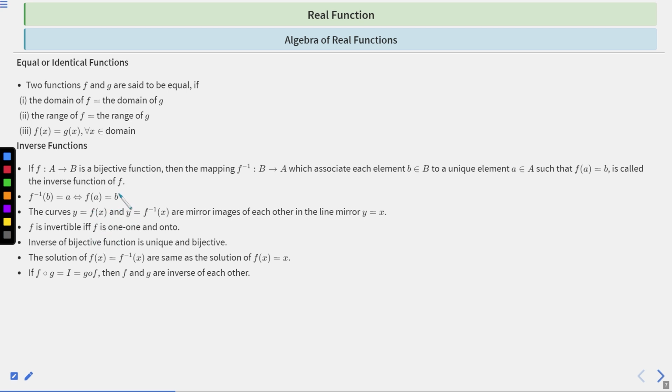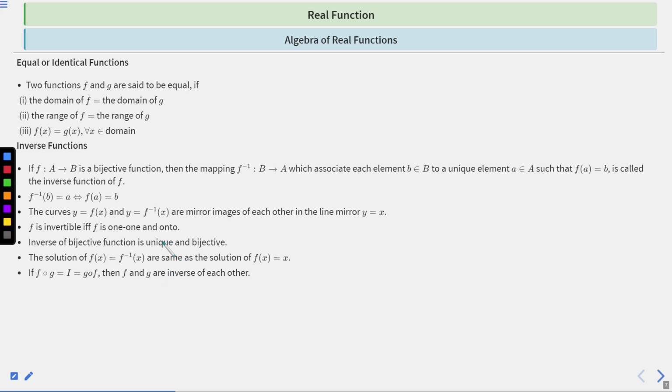The curves y equal to f(x) and y equal to f inverse(x) are mirror images of each other in the line mirror y equal to x. So y equal to f(x) and y equal to f inverse(x) are basically mirror images of each other with respect to the line y equal to x. f is invertible if and only if f is 1-1 and onto, right? Next, the inverse of a bijective function is unique and bijective. The solutions of f(x) equal to f inverse(x) are the same as the solutions of f(x) equal to x, right?